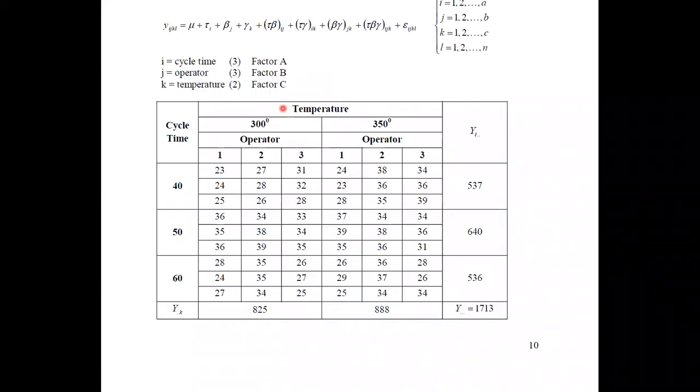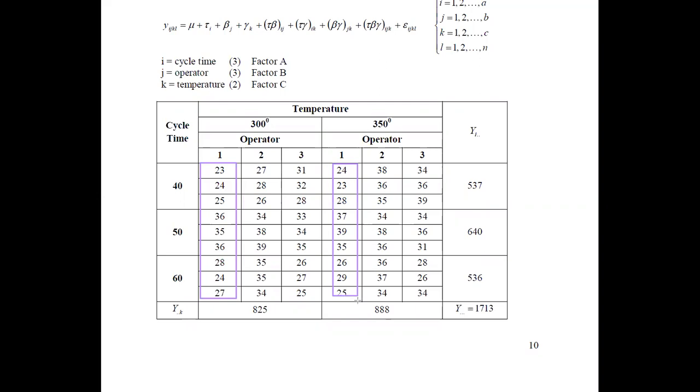Thereafter, what we can do is, first of all, we need to take the values for operator 1. To take the values for operator 1, we need to obtain this set of values. We need to take the summation of this set of values as well as this set of values.